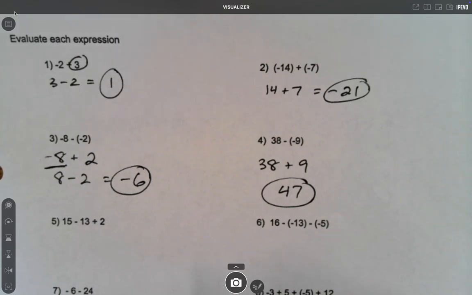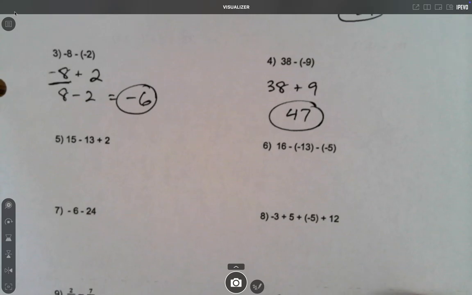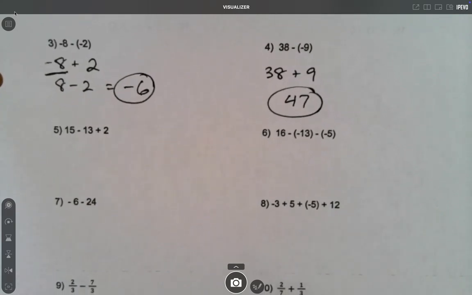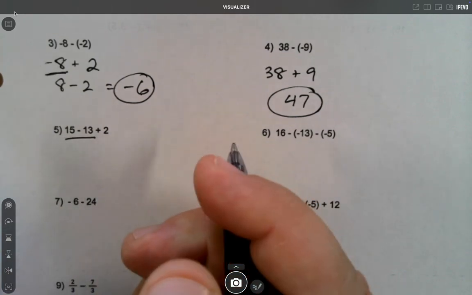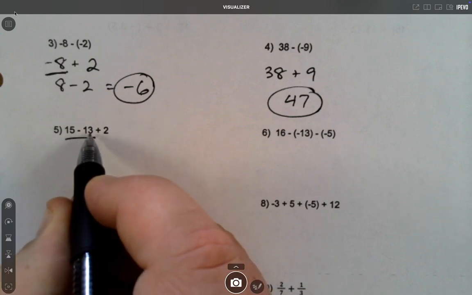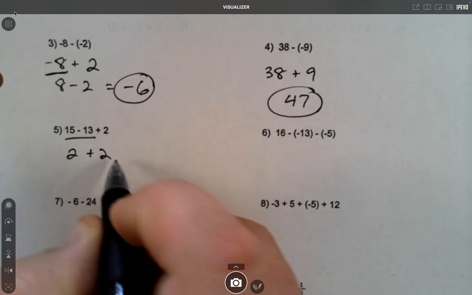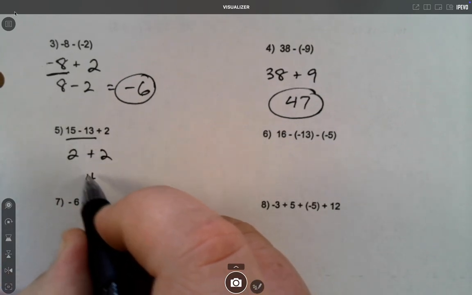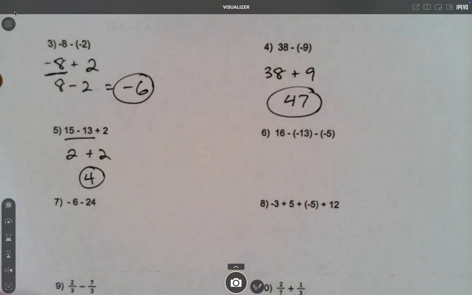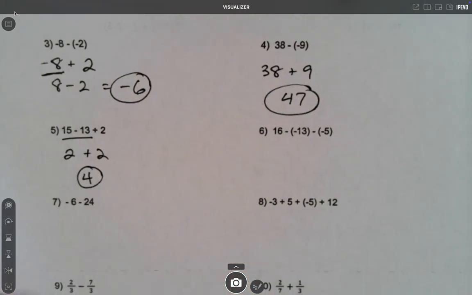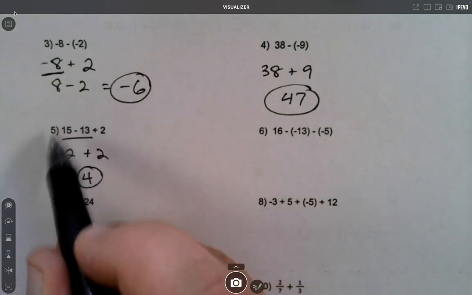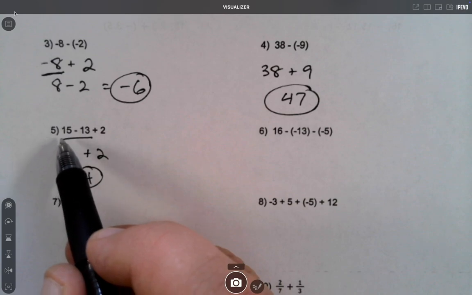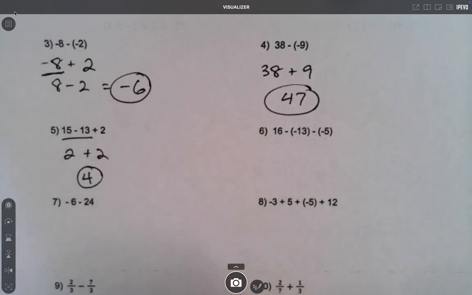Now we see we have 3 numbers. We follow the same process, but we do the first two first. I think this is basic enough that I don't have to do keep, change, change. 15 minus 13 is 2, and then 2 plus 2 is 4. With order of operations, you should always do the operations from left to right, because subtracting and adding are in the same category. They're the same step. So you do the 2 on the left first, then the 1 on the right.